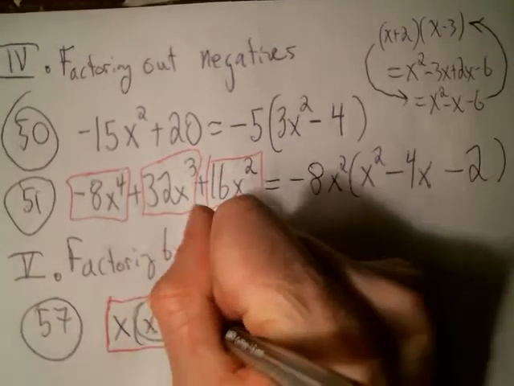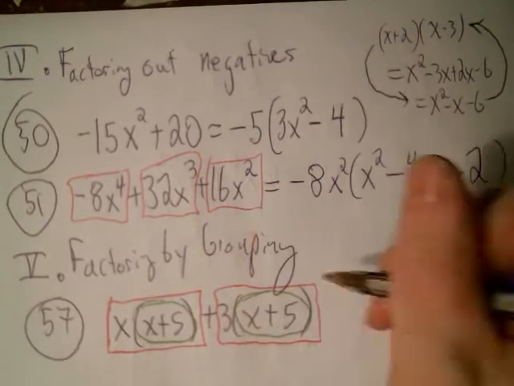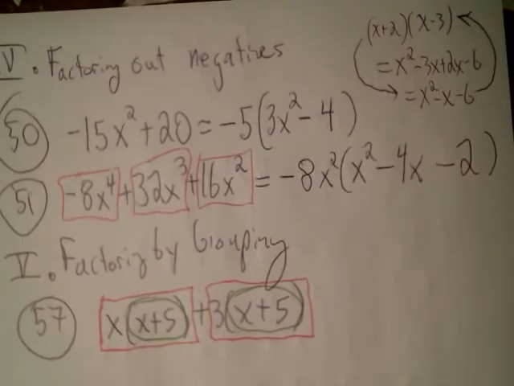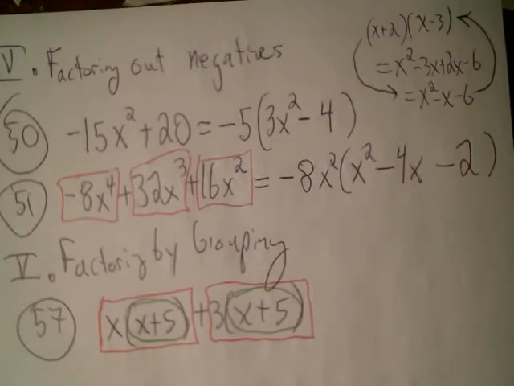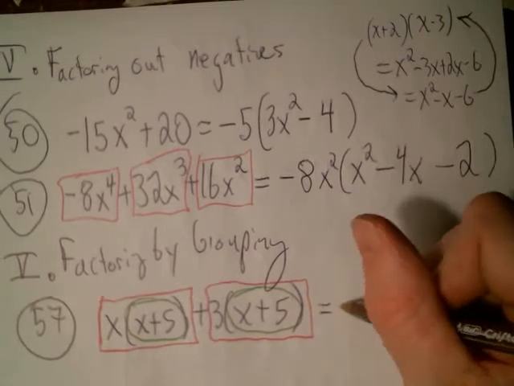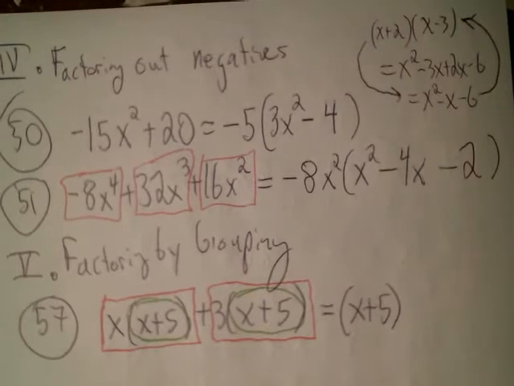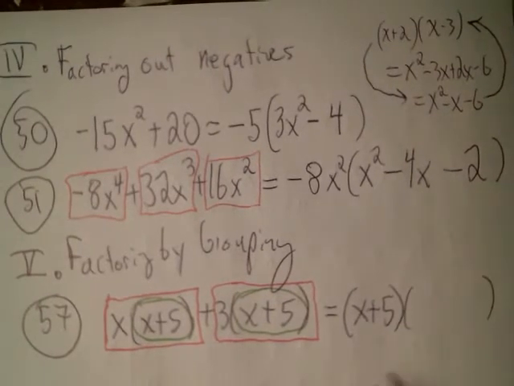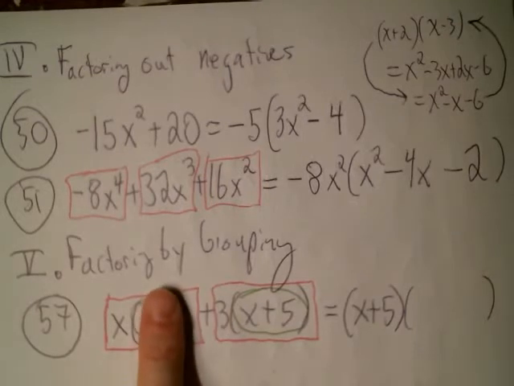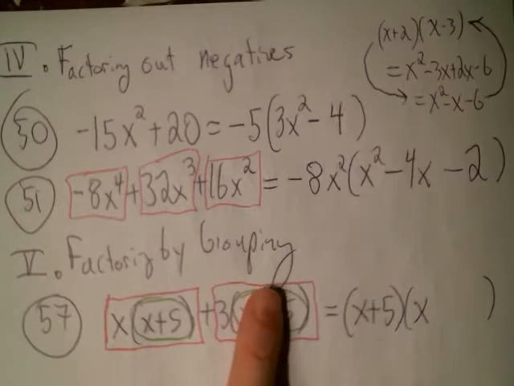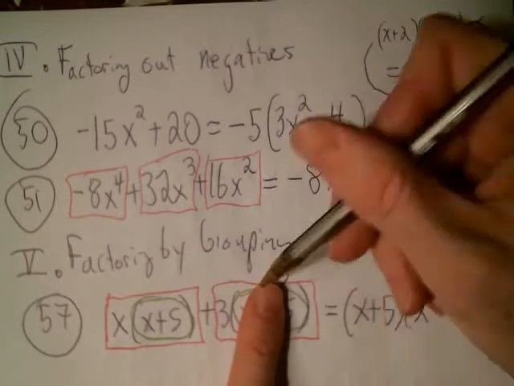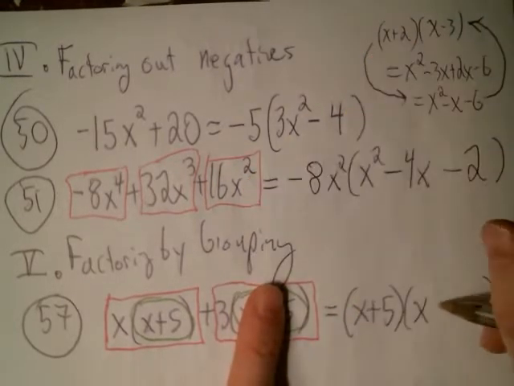So, hey, why not factor that thing out? Why not pretend that's the GCF and rewrite it? So we'll have x plus 5 pulled out. And then the leftover bits, well, when I factor out the x plus 5, what are you left with? You're left with x. When you factor out the x plus 5 here, what are you left with? Well, you're left with the 3, right?